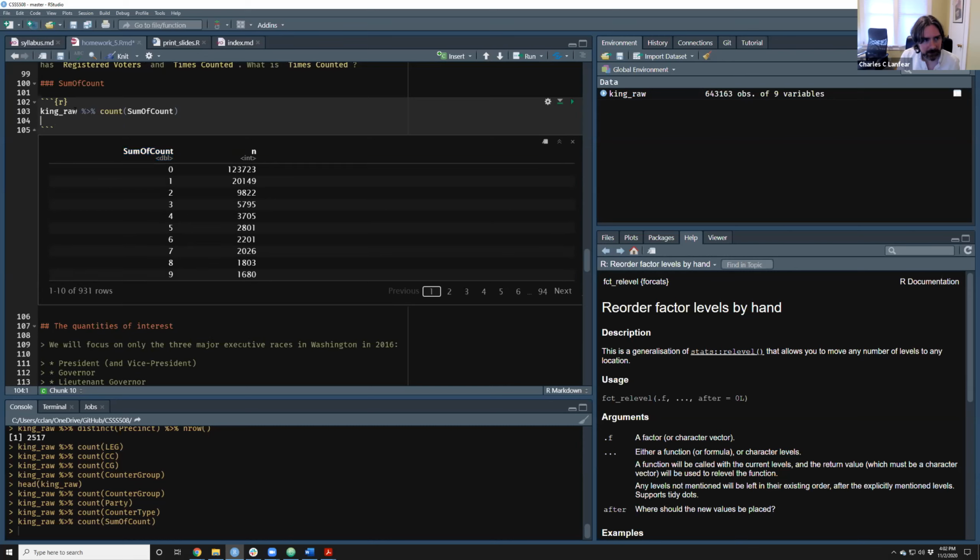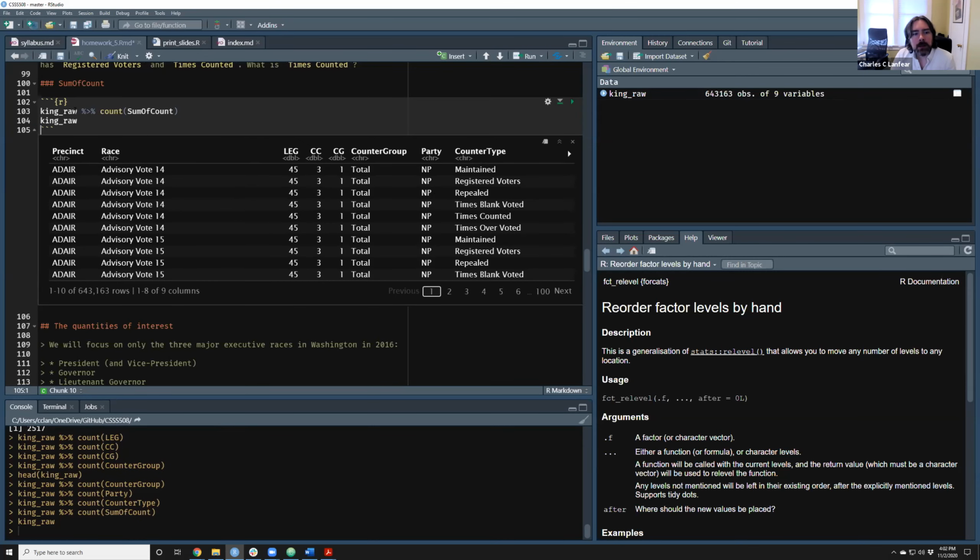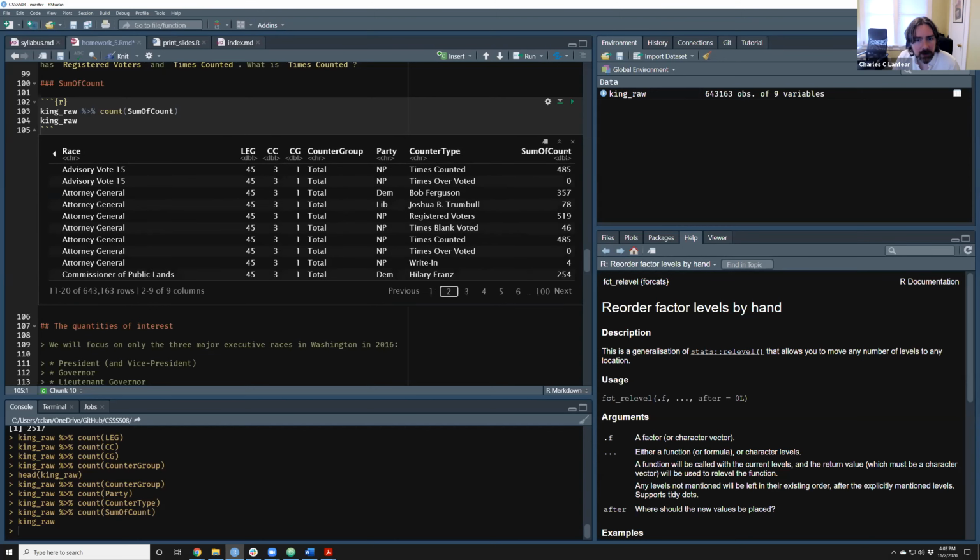Let's look at the entire data set again. Let's say we look at all these Adair precincts. These are all advisory vote 14s in Adair. Notice for all of these, most of the data is the same. Counter group is total, party is NP. Then we have counter type: maintained, registered voters, repealed, times blank voted, times counted, times overvoted. If I move to the next column, sum of count here is a number.